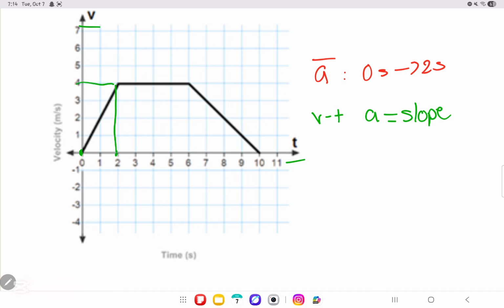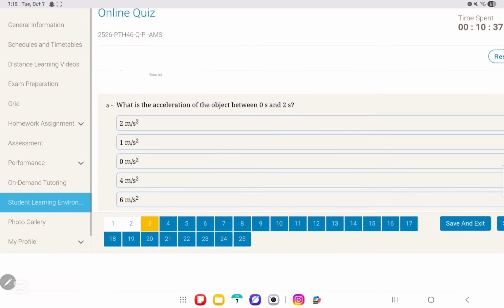If you find it, it's going to be y minus y over x minus x. So you choose this point and this point. So it's going to be 4 minus 0 over 2 minus 0, which is what? Which is 2 meters per second squared. So the first answer is 2 meters per second squared.